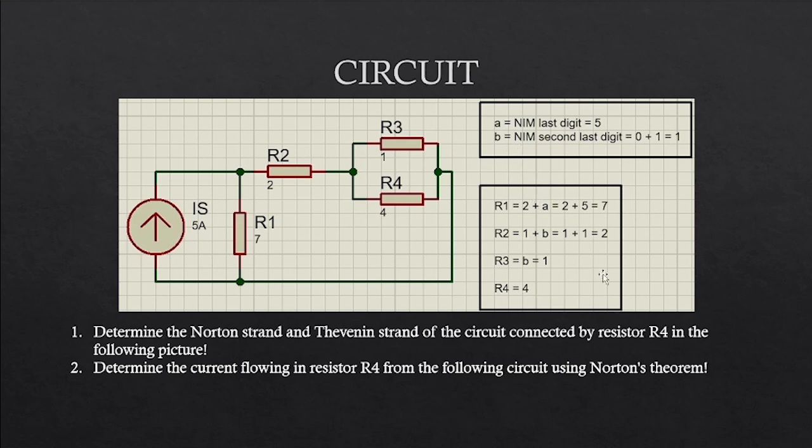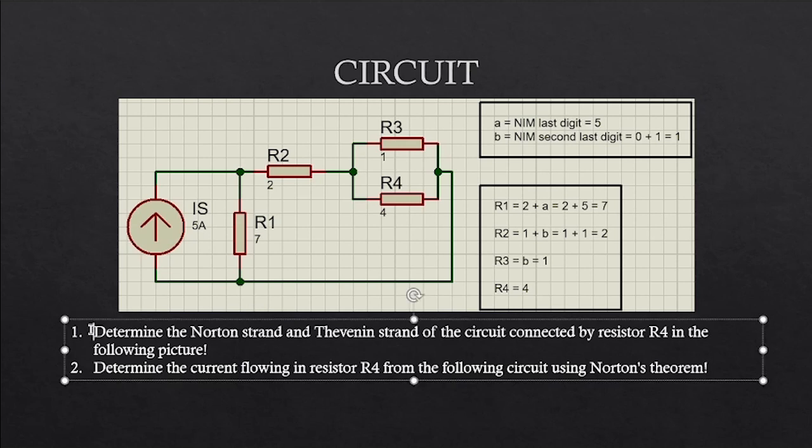And take a look here. Resistor 1 is equal to 2 plus A, and we got A is 5, so 2 plus 5 equals 7, so resistor 1 is 7 ohm. Resistor 2 is 1 plus B. We got B here is 1, so 1 plus 1 equals 2. Resistor 2 is 2 ohms. Resistor 3 is equal to B, and B here is 1, so resistor 3 is 1 ohm, and resistor 4 is 4 ohms.